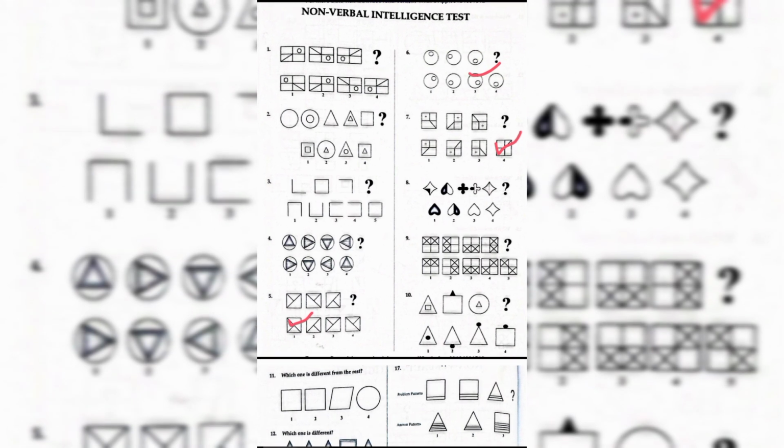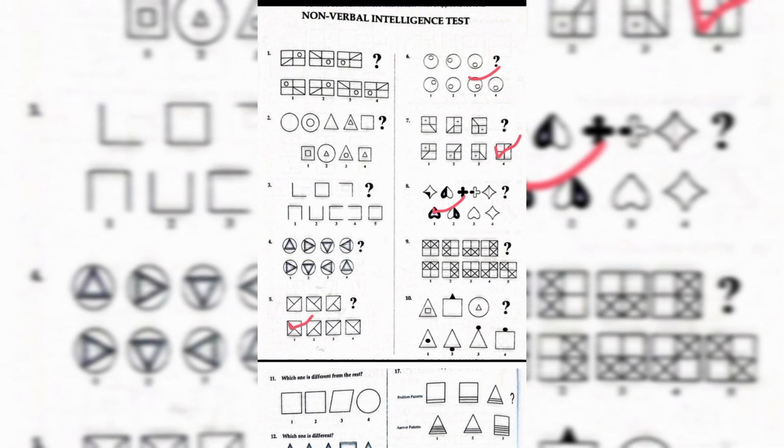Let's go to another question. Question number 8. This series includes 4 symbols: heart, spade, diamond and club. Identify the correct symbol that logically follows the sequence. The answer is right, number 1, because the sequence follows the suits: heart, spade and diamond.